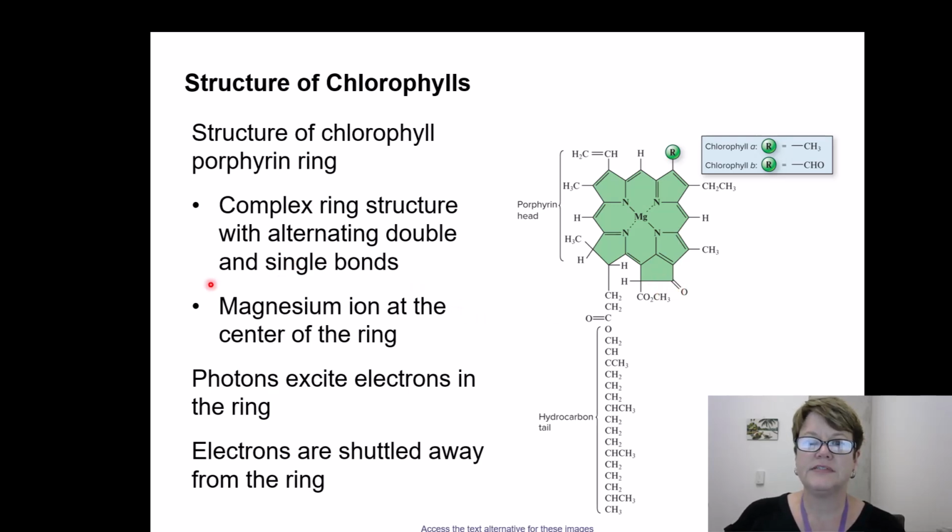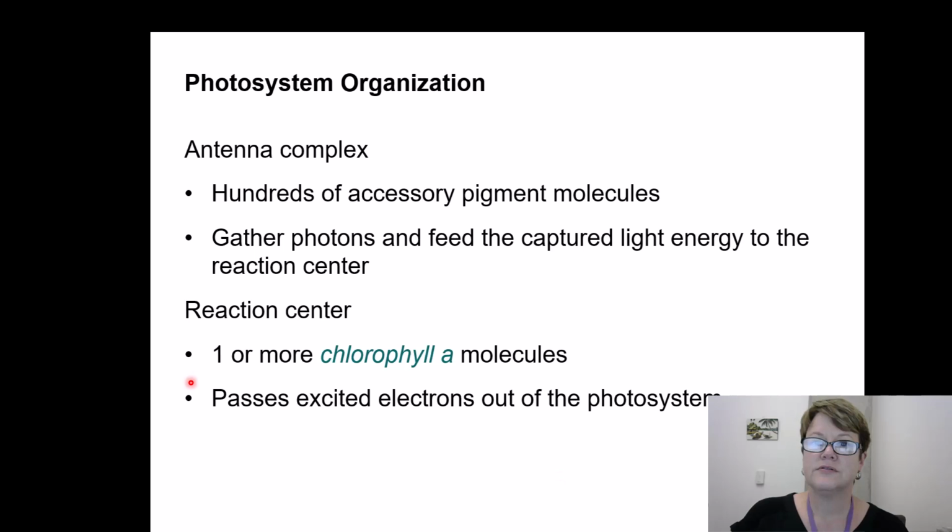And so what happens is when the photon hits this porphyrin ring structure, it excites or takes the electrons that are there and moves them to higher energy levels. So we say the electrons become high energy electrons. And they're going to be then passed to something else, an electron carrier, another electron acceptor in this story.